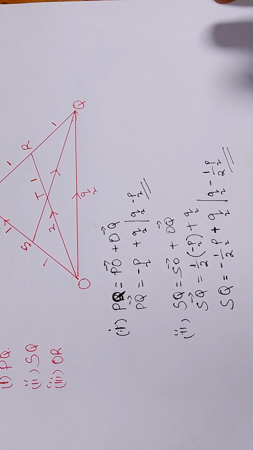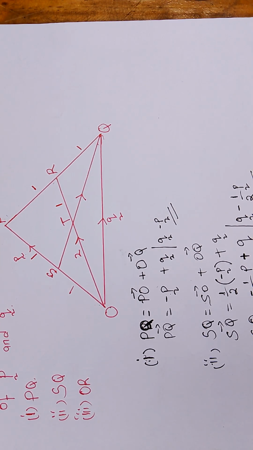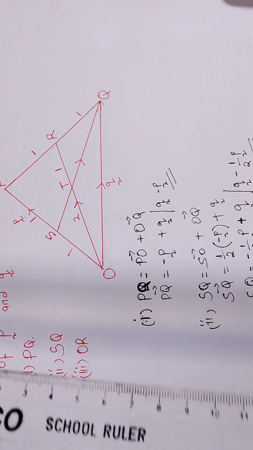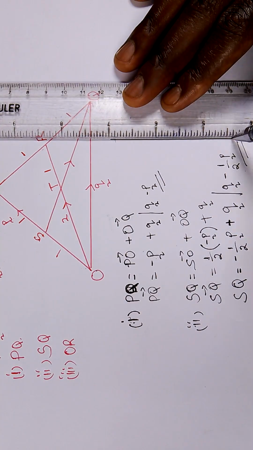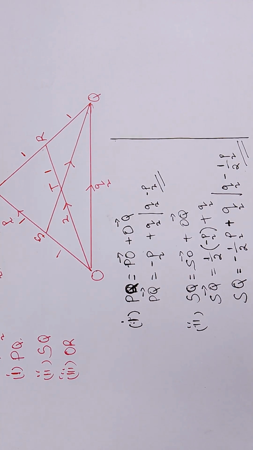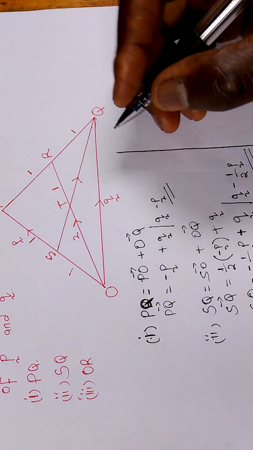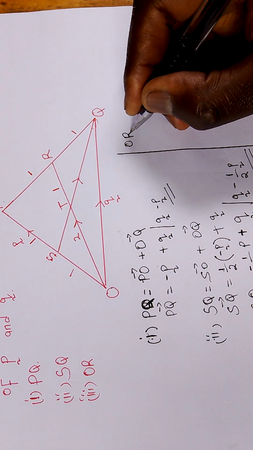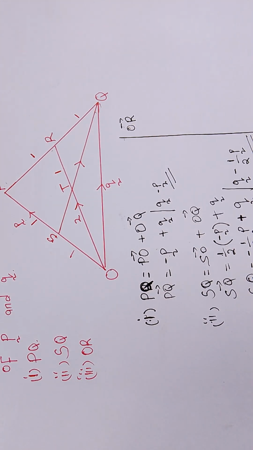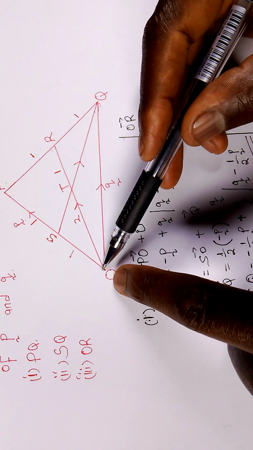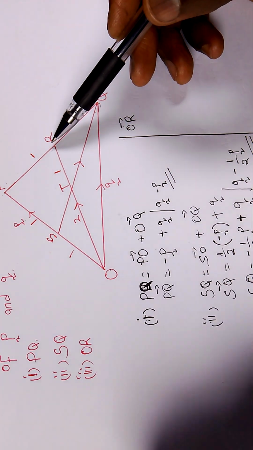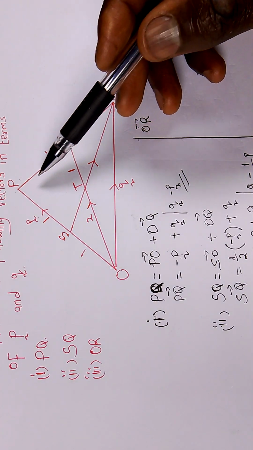So let's proceed to determine our last vector, OR. So vector OR, we are moving from O to R. From O to R, we will use the route OP plus PR.